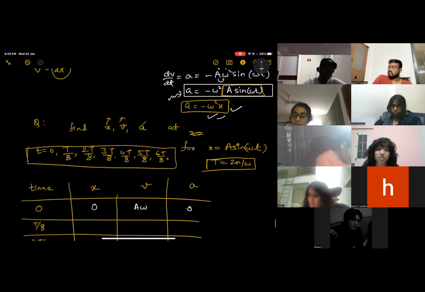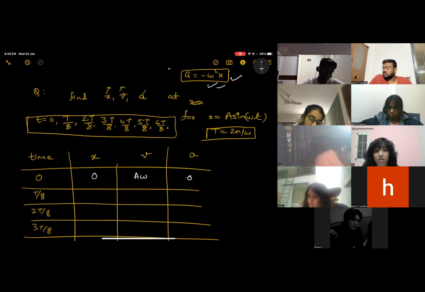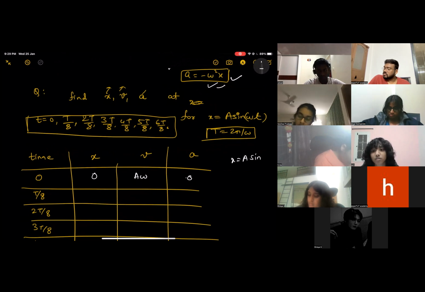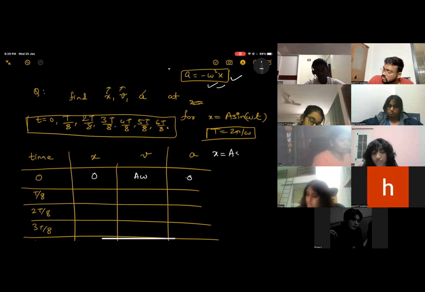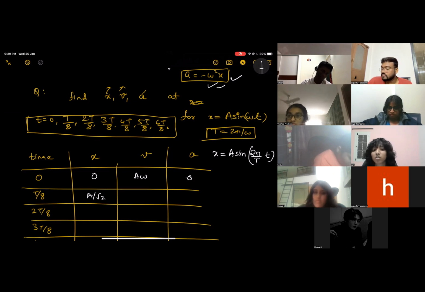Next line. I think it's a by root 2. x equals a sin omega t, and omega is 2 pi by T, so you can modify the equation: x equals a sin of 2 pi by T times t. Put t equal to T by 8, and the inside bracket becomes pi by 4, so it is a by root 2.